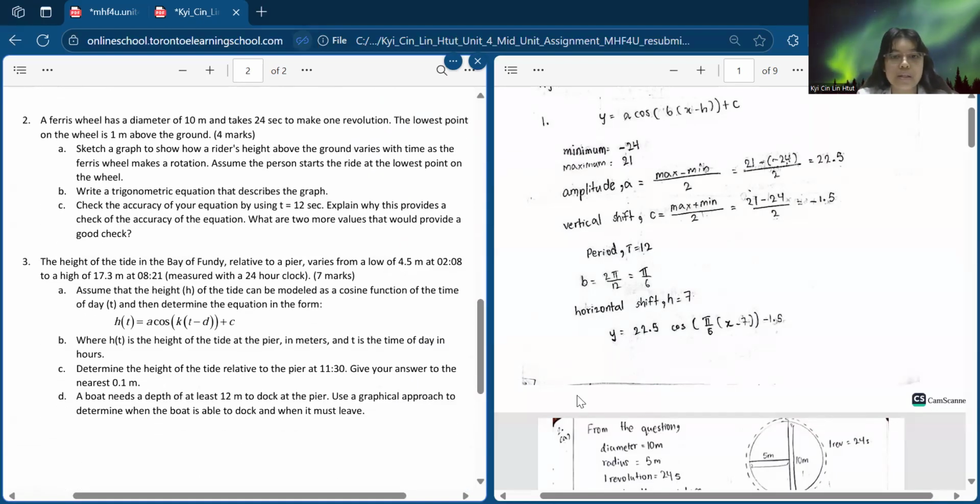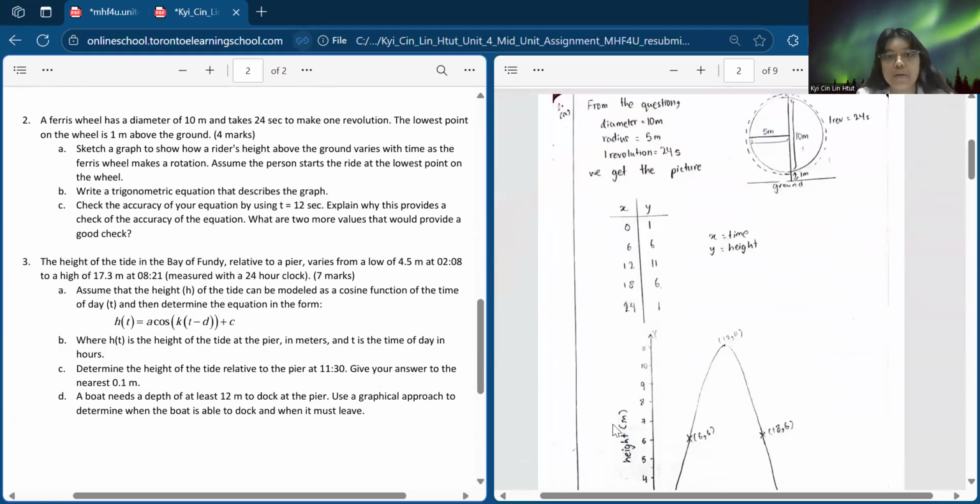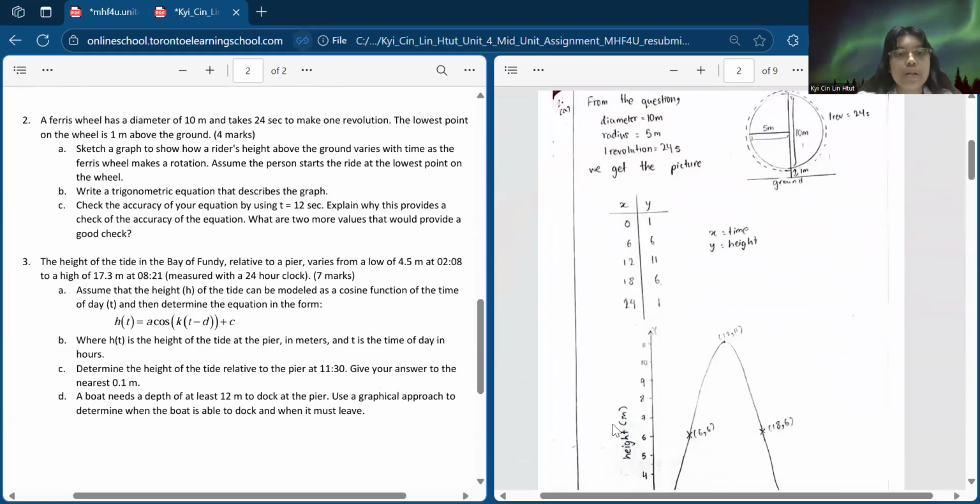Now this is the second question. It's the Ferris wheel question. So here there's some facts given about the Ferris wheel, such as the diameter is 10 meters and it takes 24 seconds to make 1 revolution. It also says that the lowest height on the wheel is 1 meter above the ground.